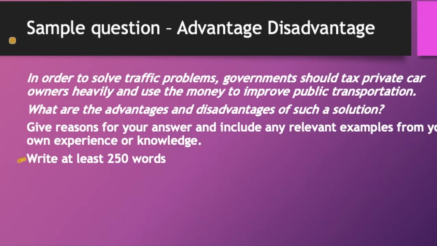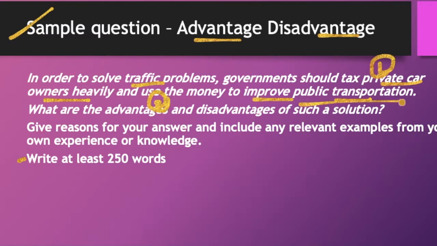Now let's take a look at a sample question. Advantage, disadvantage. In order to save traffic problems, governments should tax private car owners heavily and use the money to improve public transportation. There are 2 parts to it. One is the government taxing private car owners heavily, and secondly, using that money to improve public transportation, right? So for such a solution, what are the advantages and disadvantages? So it is a simple, straightforward question.